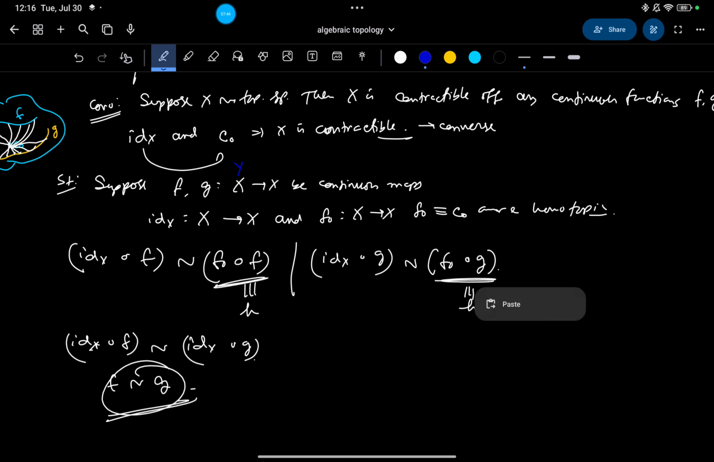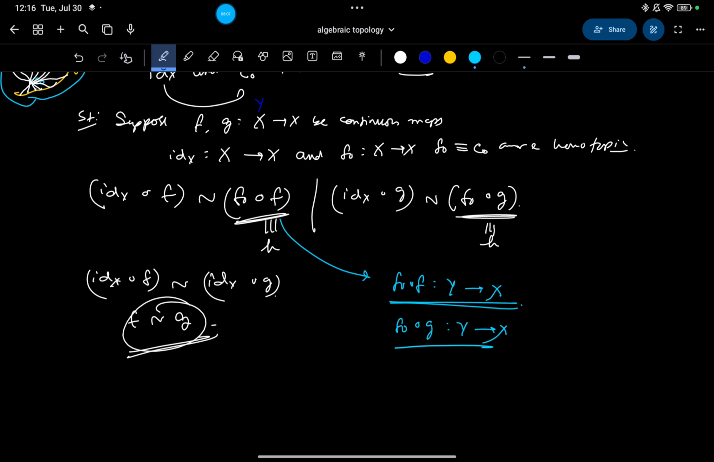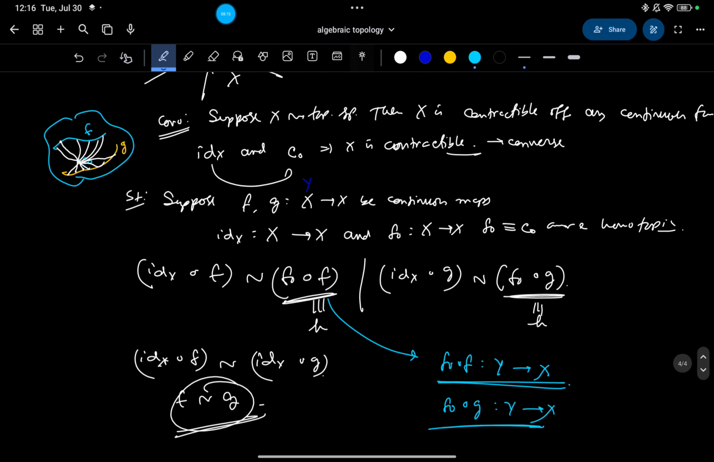Okay. In fact, in that case, the domain of the maps will be changed. Like my f naught composed with f will be a mapping from the domain of f, which is Y, to the codomain, which is X. And similarly f naught composed with g is a mapping from Y to X. Okay. So that means the contractible space means whenever I take any two continuous functions like this, both will be homotopic to each other. Okay.